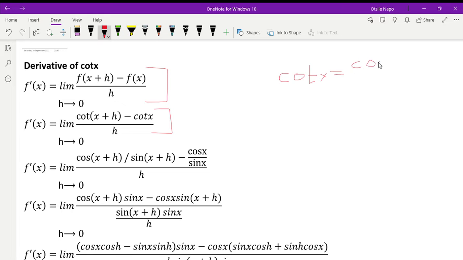We therefore convert it into cos over sine, using it as it's written here. So here, since we have our inside values x plus h, we therefore have our x plus h.